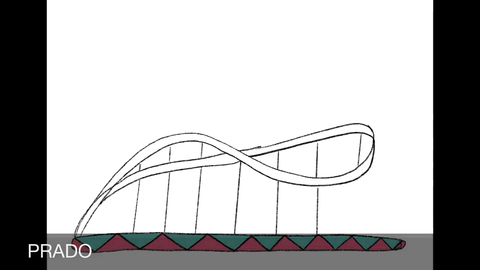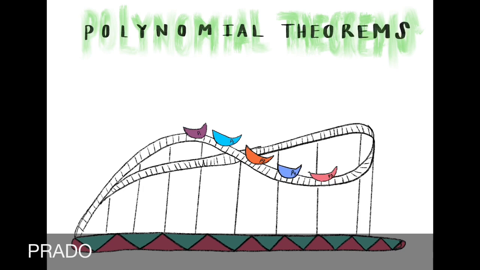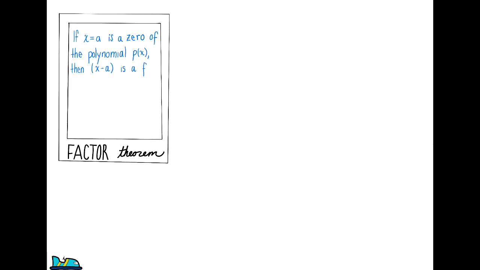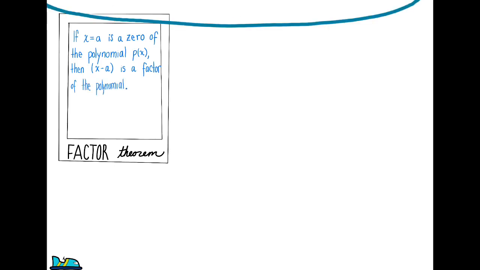Hello, welcome back. So today we're going to look at a couple of different theorems on polynomials. The first theorem that we're going to look at is called the factor theorem. The factor theorem says that if x equals a is a zero of the polynomial p of x, then x minus a is a factor of that polynomial. We can take a look at an example where that is true.